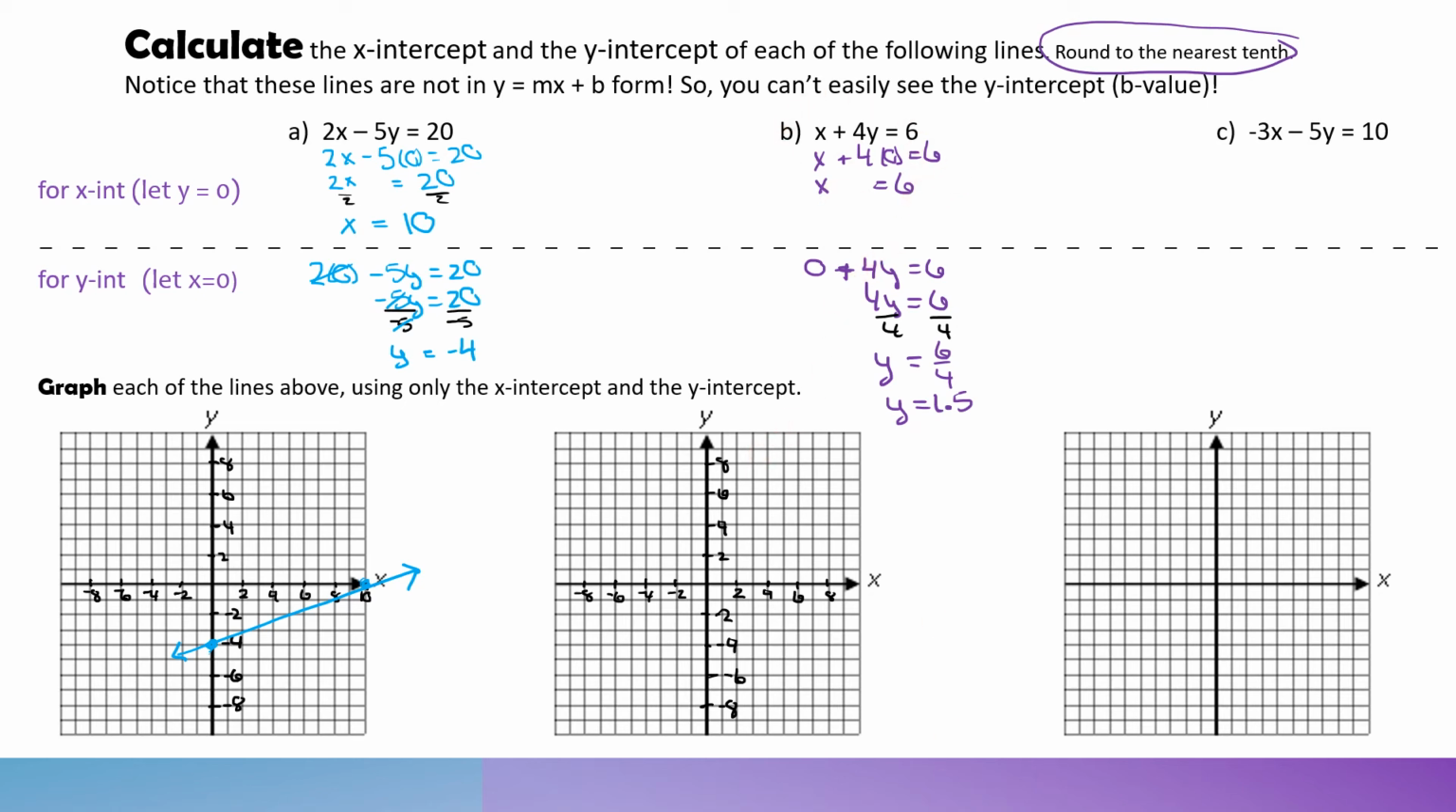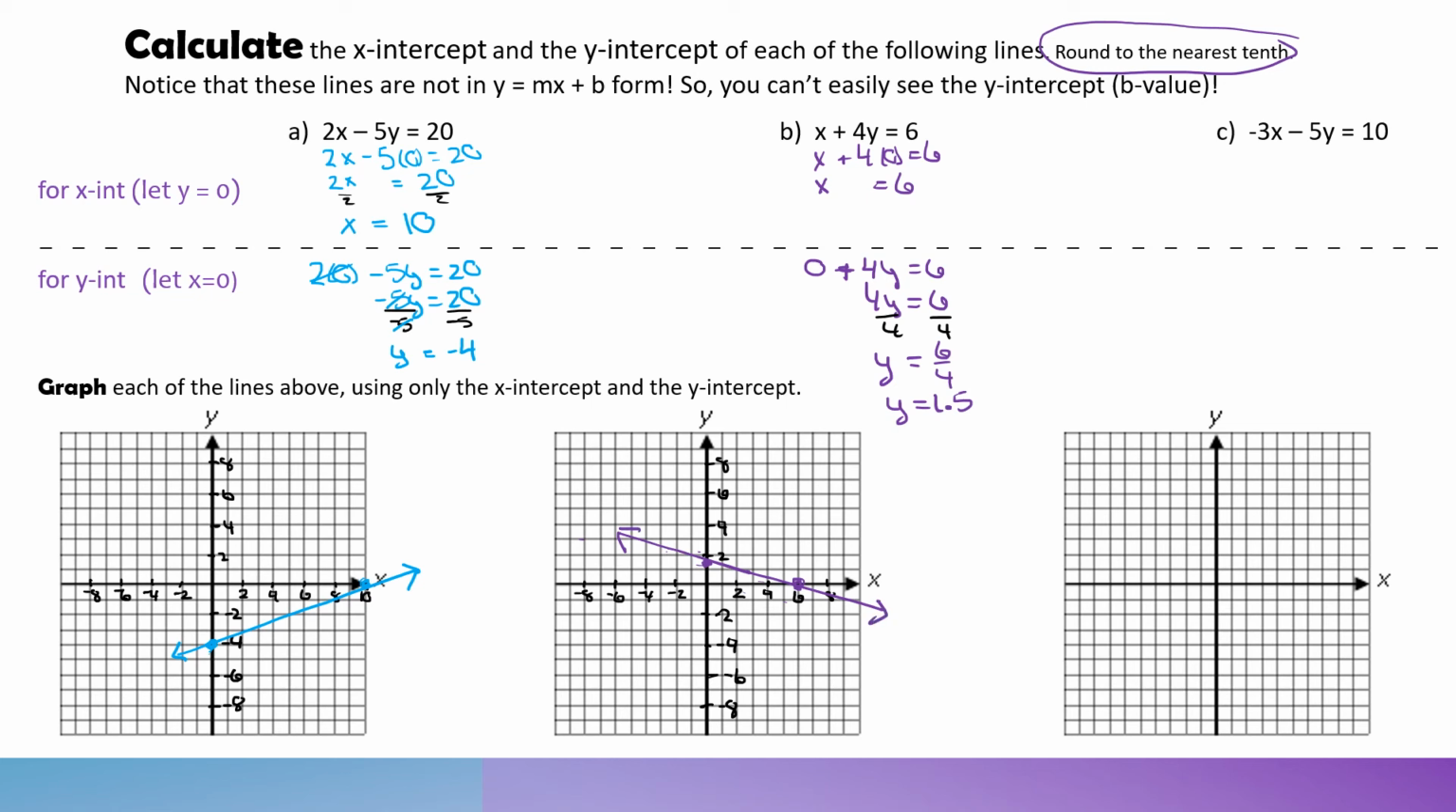The first one is x equals 6. So I'm going to go across the x-axis to the 6 and put a dot right there. That's my x-intercept. The next point I have is y equals 1.5. So I go to my y-axis and find 1.5, which would be just in between 1 and 2, about there. I'm going to put a dot there. And then my next step will be to draw a line connecting those two dots. And there's my second line with arrows on the end.